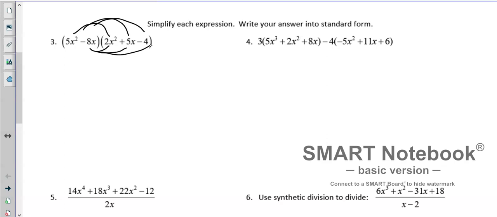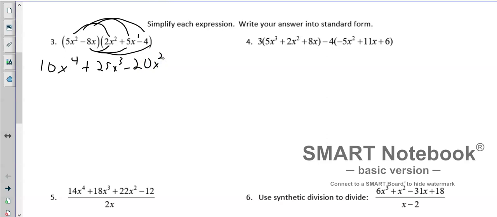So positive, positive, positive. 5 times 2 is 10. X squared gives us x to the 4th. Next, positive, positive, positive. 5 times 5 is 25. X squared, x to the 1 is x cubed. And then positive times a negative is negative. 5 times 4 is 20. And the x squared just tags along.